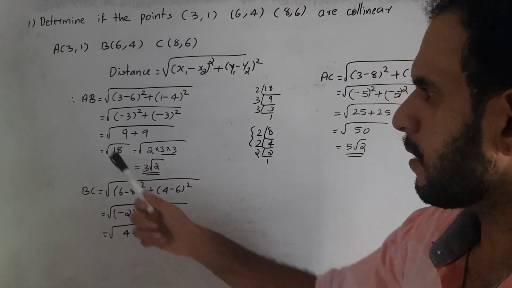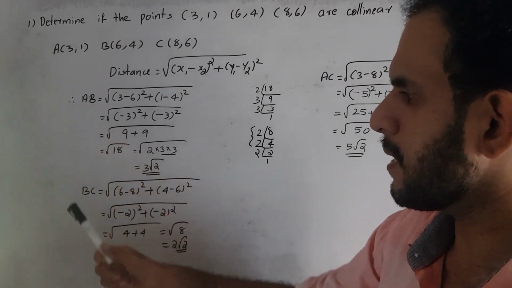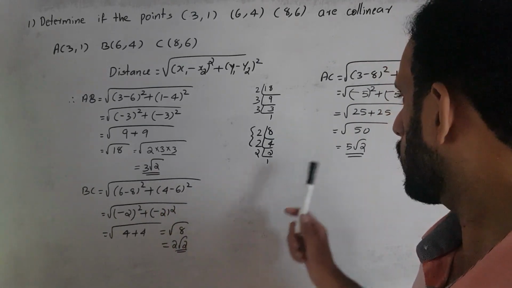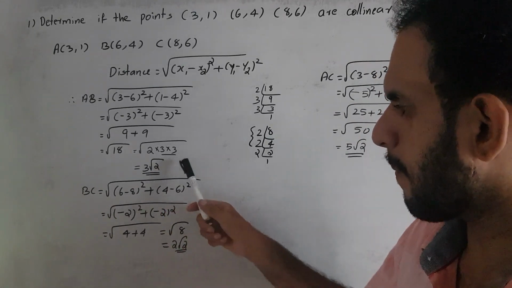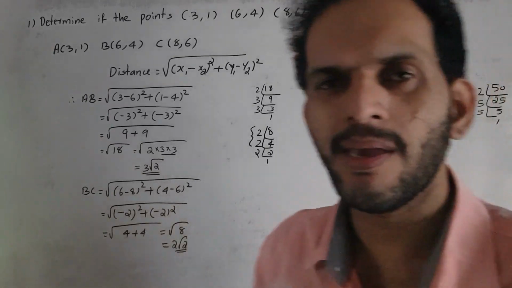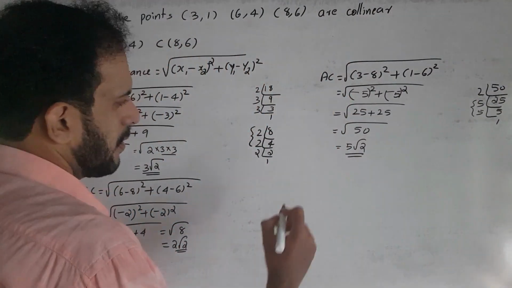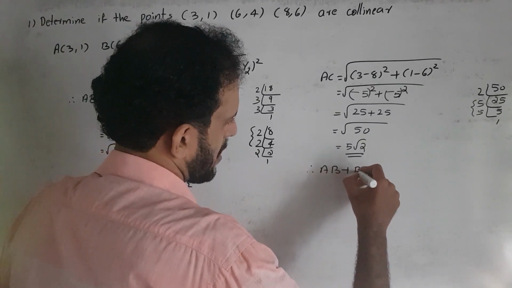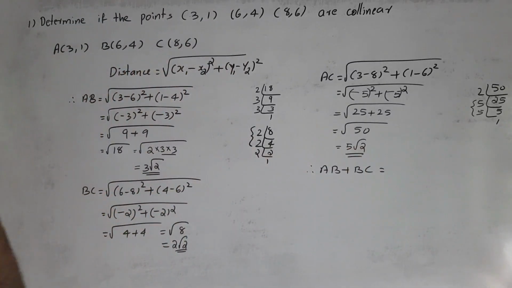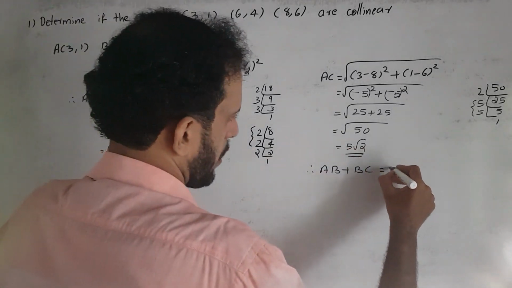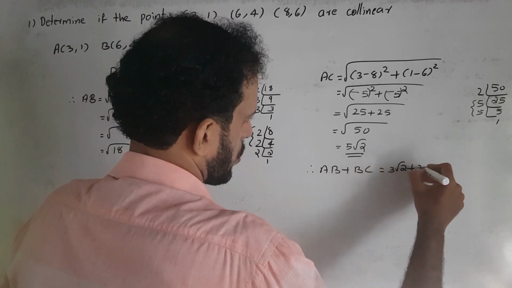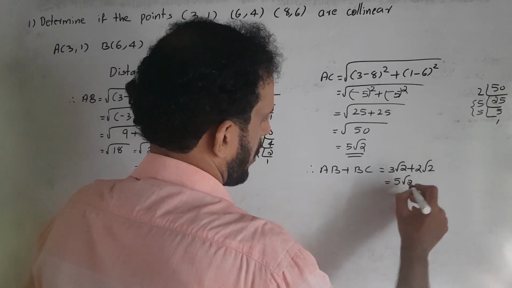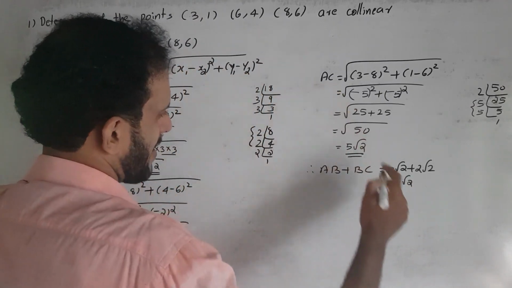Yes, it's very clear, the distances from A to B and B to C are the smallest, correct? 3 root 2 and 2 root 2. This one, 5 root 2, is greater compared to these two. So we add AB and BC. Therefore AB plus BC is equal to, AB is 3 root 2, 3 root 2 plus 2 root 2. What is 3 root 2 plus 2 root 2? Yes, it is 5 root 2. What is 5 root 2? 5 root 2 is AC.